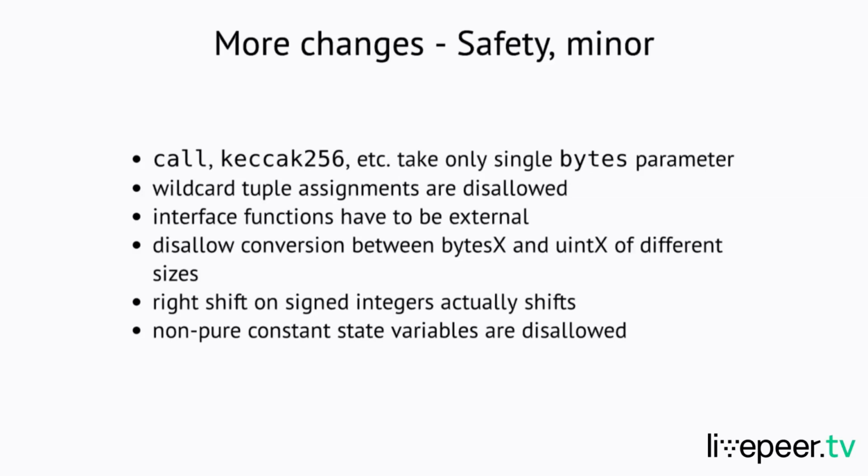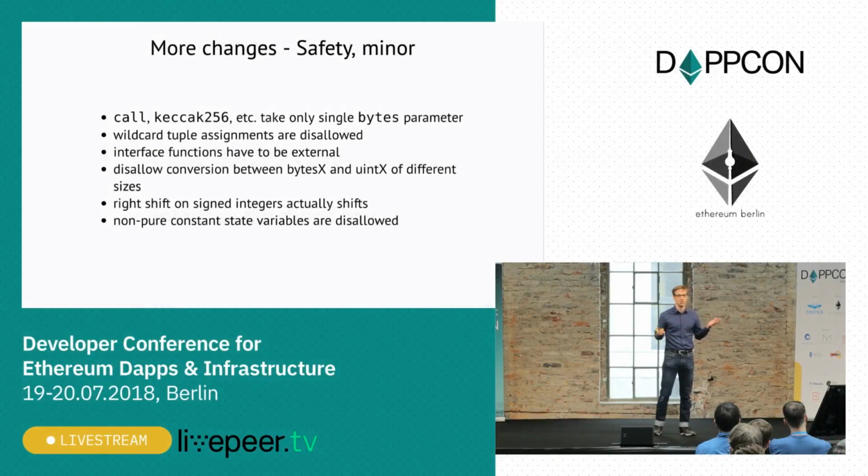And the expected value is obvious, I hope. But it gets interesting if you convert between such byte arrays and integers of different sizes. So for example, you have a uint16 and a uint8, an 8-bit integer, and convert it to a bytes2, a 2-byte array. Now the question is, on which side does it pad? So how does the shifting work?